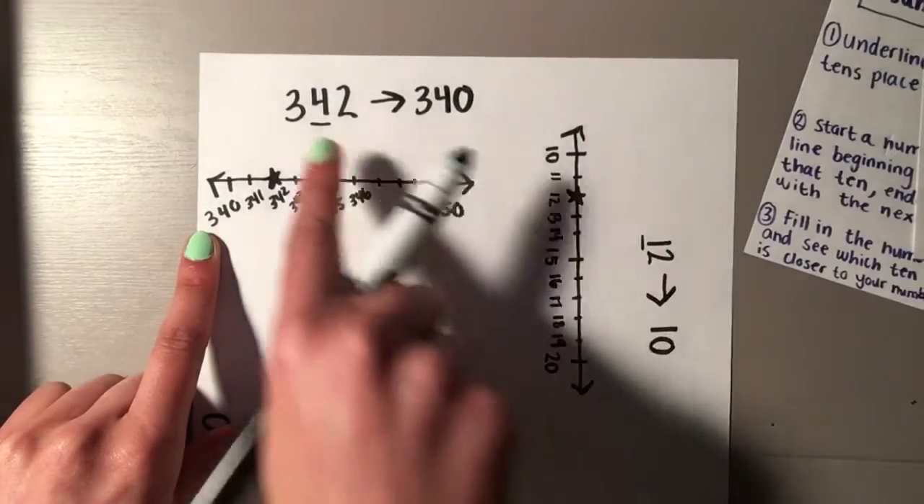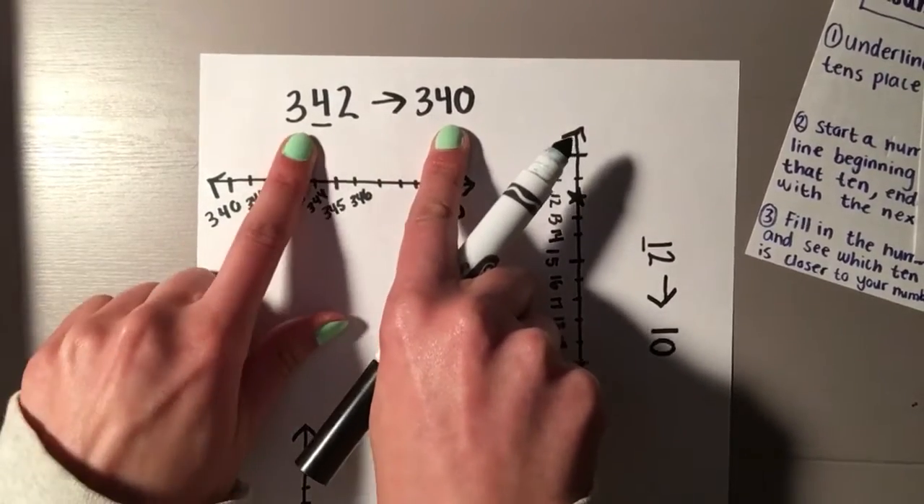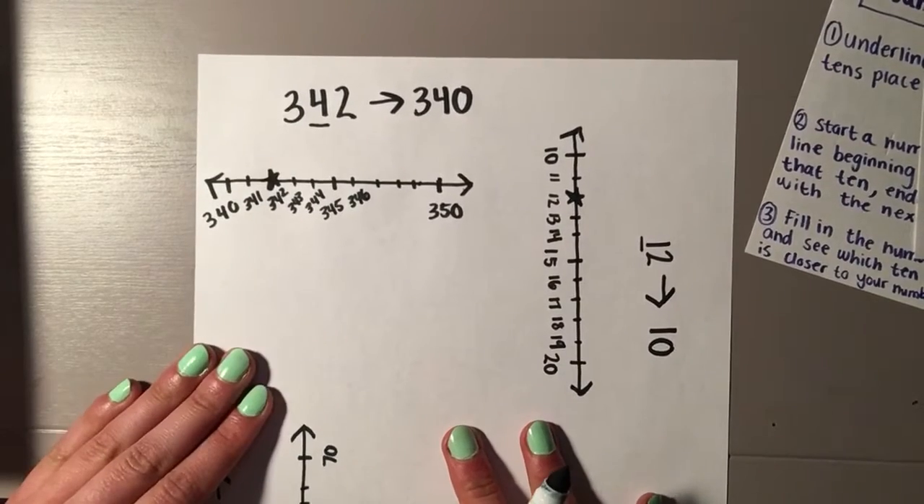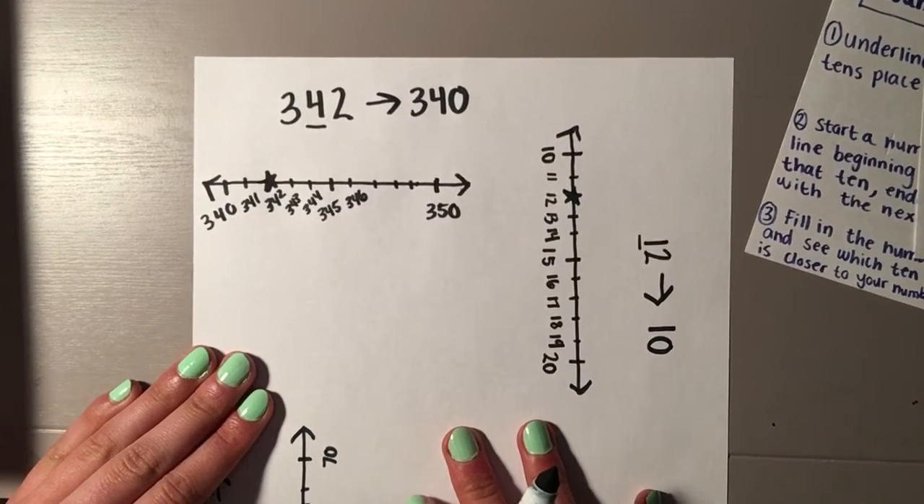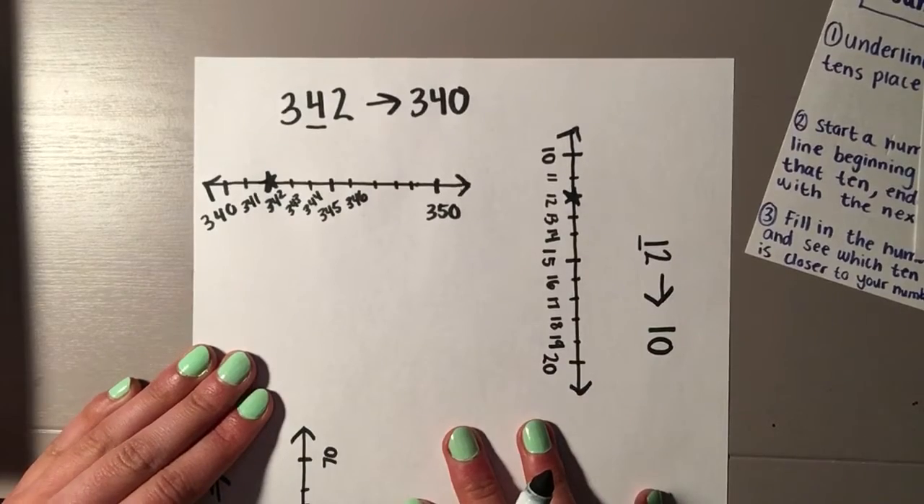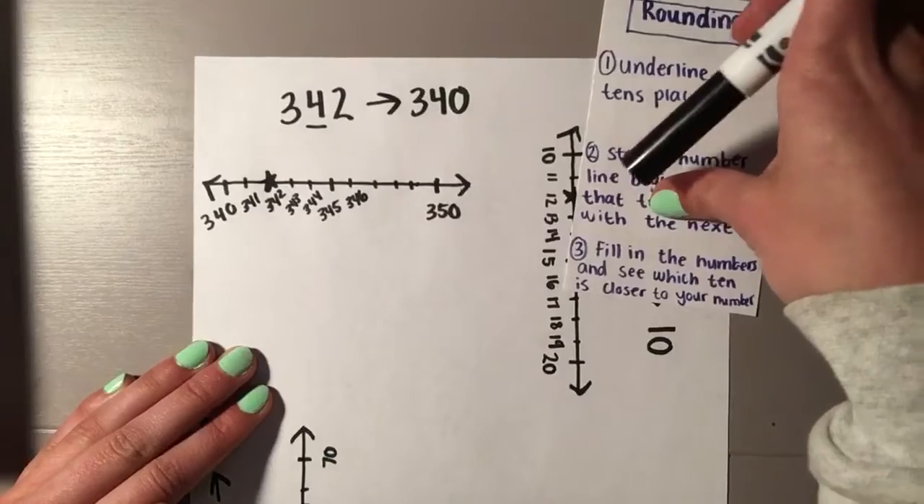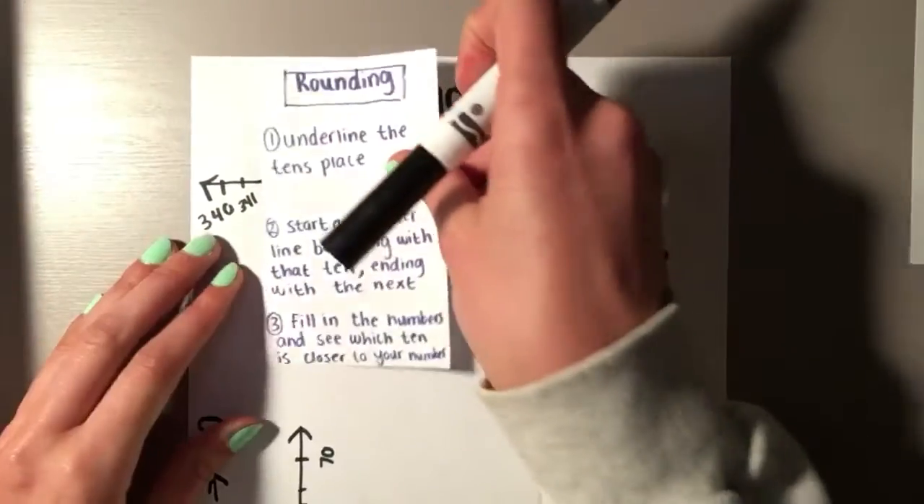In second grade, you're actually not required to do numbers this big, but I know a few of you like a challenge, so you can try rounding numbers into the hundreds place. So I'm going to leave you with this. These are our steps. Step 1, underline the tens place. Let's go back to an easy problem.